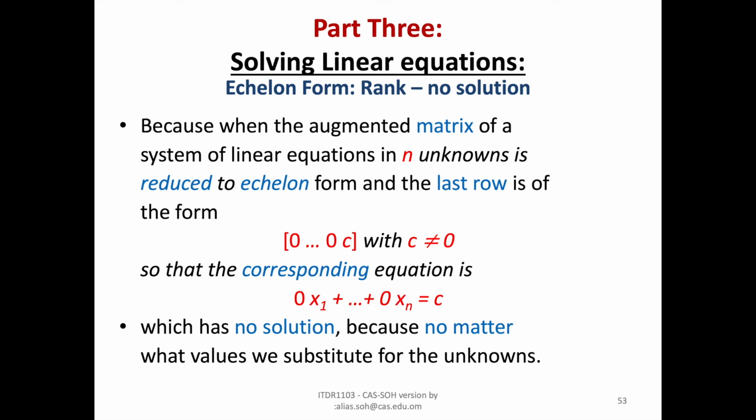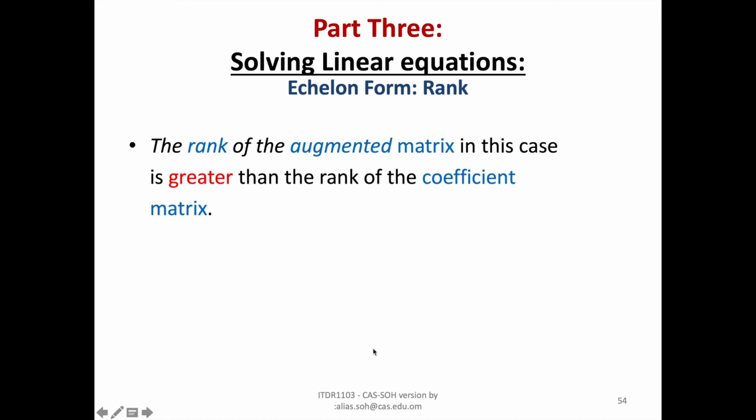So in case the augmented matrix rank is here, after reducing the matrix to echelon form, we got the last row as zeros, and there is a non-zero constant in here. In this situation, the linear equation does not have a solution, no matter what values we substitute for the unknowns. So the rank of the augmented matrix in this case is greater than the rank of the coefficient matrix. So this is the first situation we have.